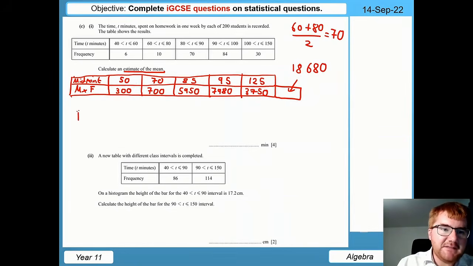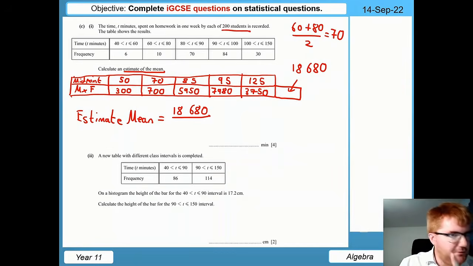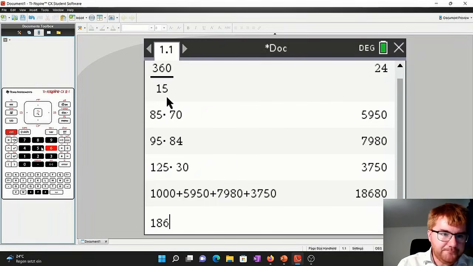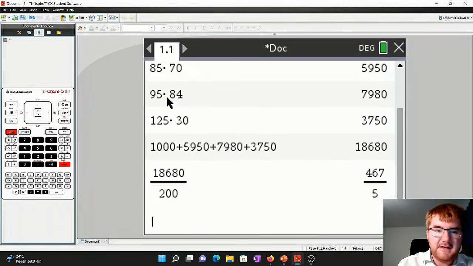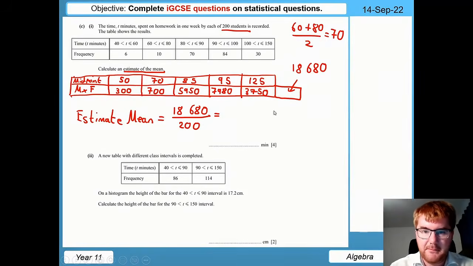So to work out the estimate of mean, we take that total that we just worked out, so that's 18,680, and then we divide it by the total amount of students, so the total frequency, and we're actually told in the question, so you do use that, so we do over 200. Again, we're going to go back to the calculator for the last time. Okay, so 18,680 divided by 200, and then we get, well, a fraction, but let's simplify it to a decimal here. And we get 93.4.